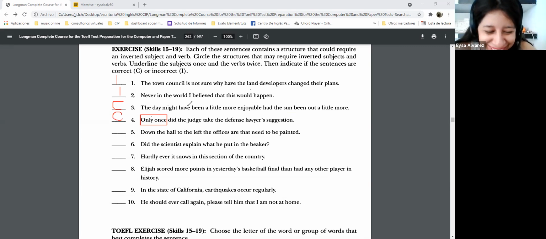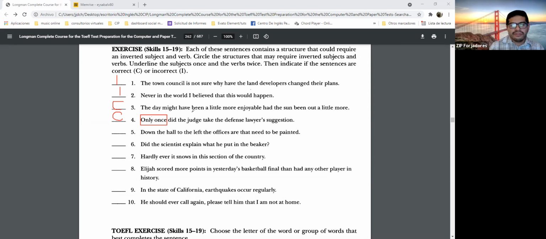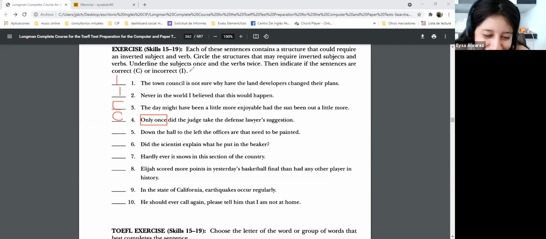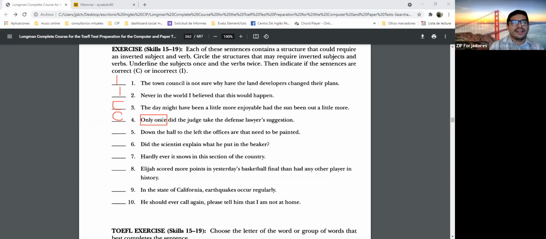Because the correct one, so it's only once took, right? Took the shoot. No, number 4 is correct. Number four is correct. Yes, because we have the negative expression only once, and then we have the inverted order. First the auxiliary and then the subject.